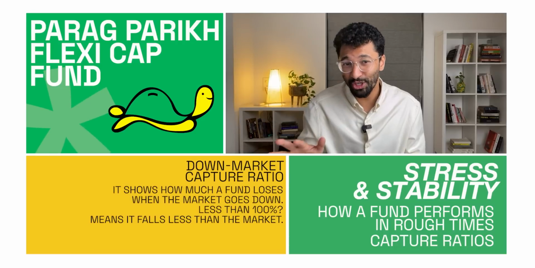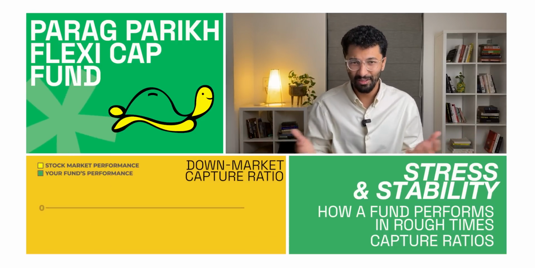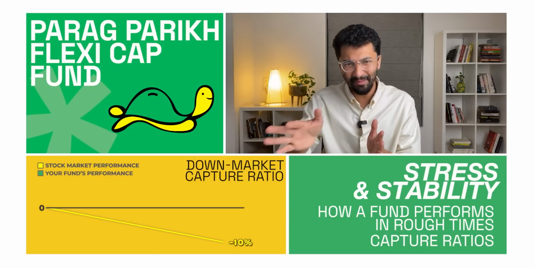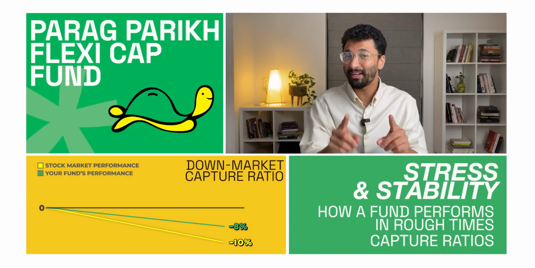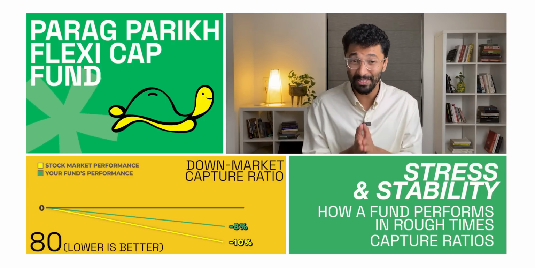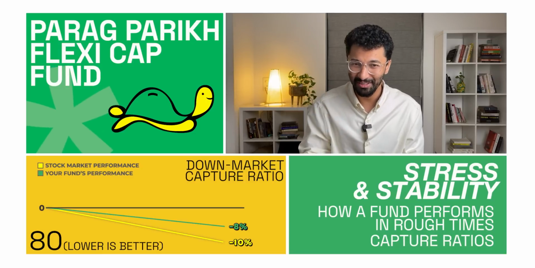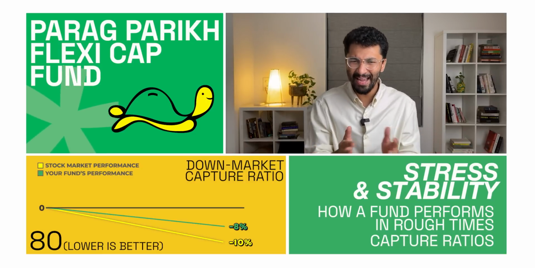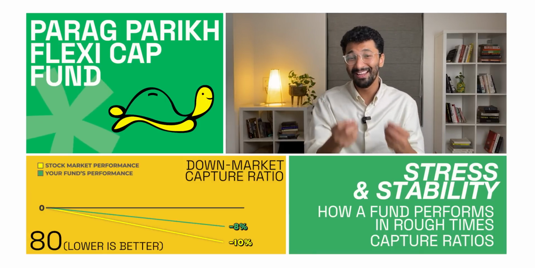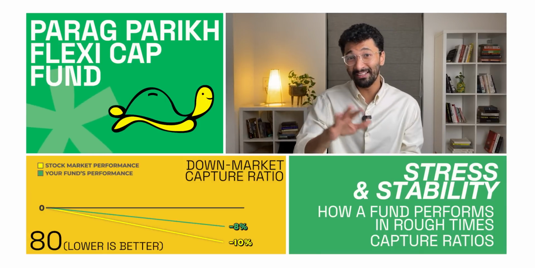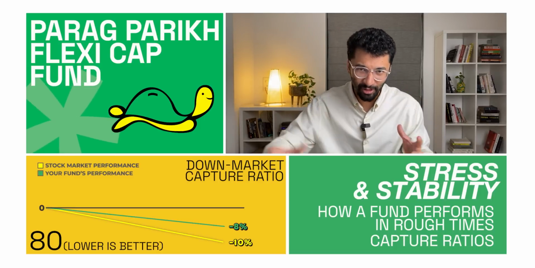The down market capture ratio tells us how much the fund fell when the market was anyway falling. So similarly, if the Nifty fell by 10% and a fund fell by 8%, then the down market capture ratio of that fund is 80%, which means it cushioned the fall much better. Now, a fund that consistently has high up market capture ratios and low down market capture ratios is a rare gem. And I know that the math may have seemed complex, or you may be wondering, where am I going to get all this data from?